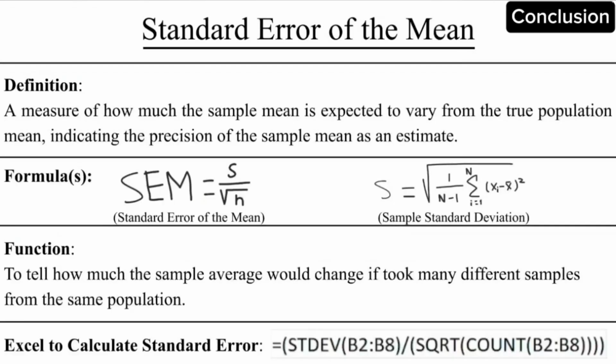The second, we have standard error of the mean. It is a measure of how much the sample mean is expected to vary from the true population mean, indicating the precision of the sample mean as an estimate. You can see two formulas here. The left one is for standard error of the mean, and the right one for sample standard deviation. The function is to tell how much the sample average will change if we took many different samples from the same population. At the bottom, we can see the Excel function to calculate standard error.